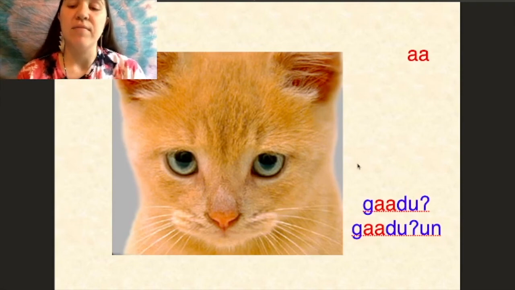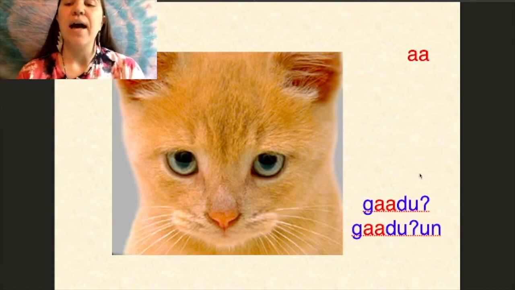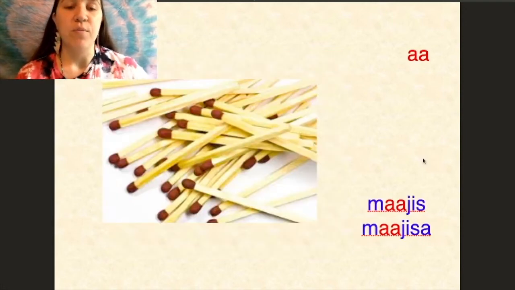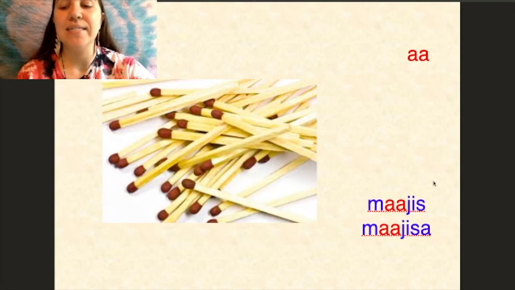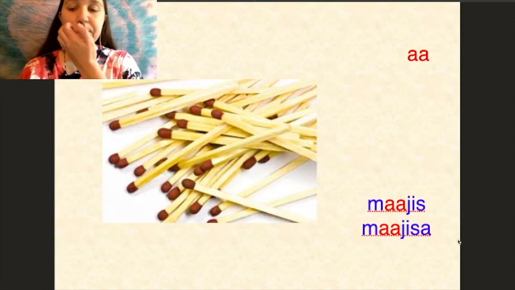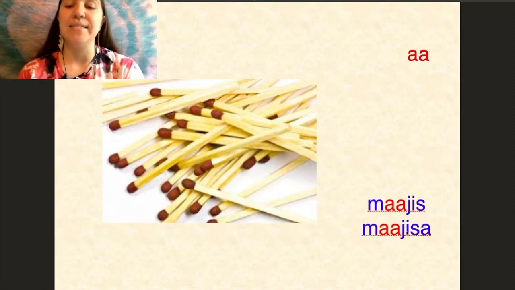And for cat, we have gadu, gaduun. For matches, the a in here is majis, majisa.